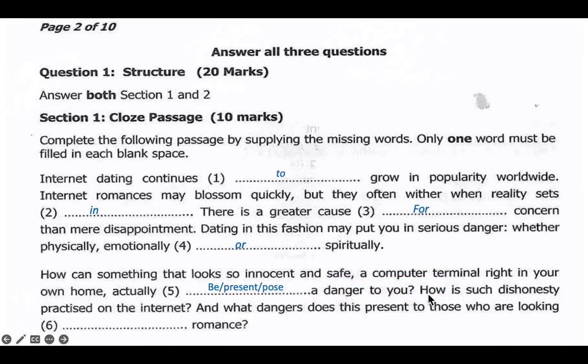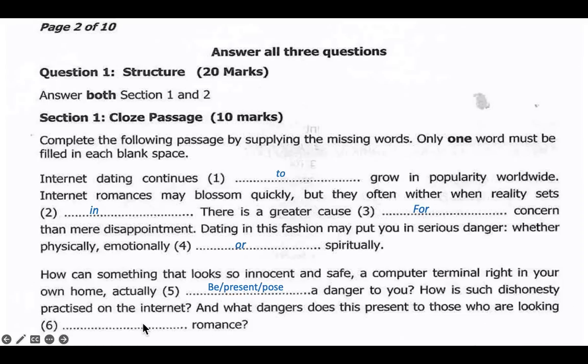Okay, so we continue with the paragraph. How is such dishonesty practiced on the internet, and what dangers does this present to those who are looking dash romance? So when you're looking, what do you look for? Okay, when you're looking, you look for something, isn't it? So we look for romance.